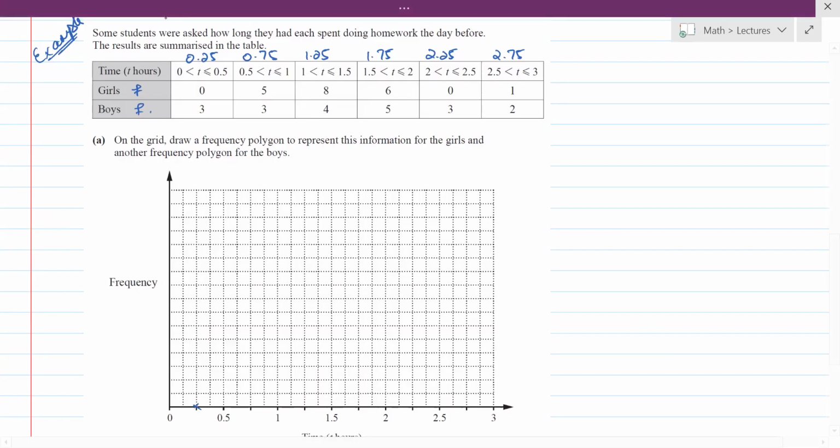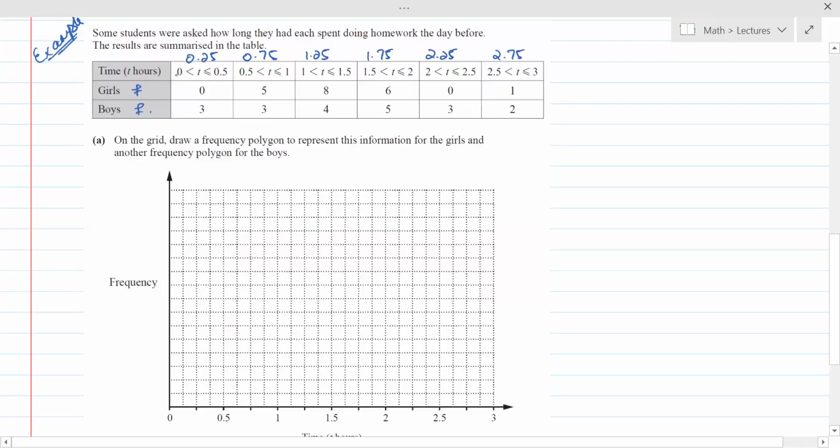Okay, before plotting all the points, we have to scale the y-axis also. We missed it out. Scaling the y-axis, we have the frequencies going up till 8. We have to make sure we get all this. So 1, 2, 3, 4, 5, 6, 7. Okay. Now we can start plotting the points.